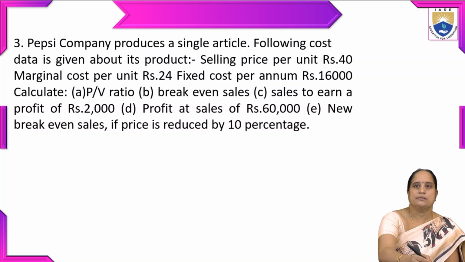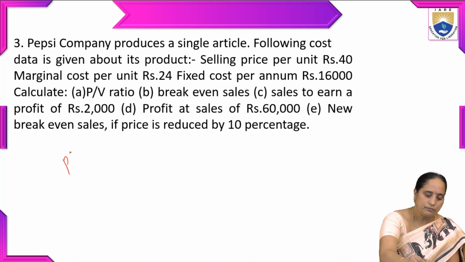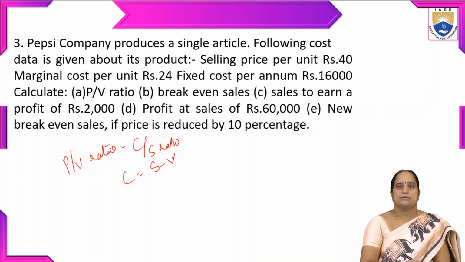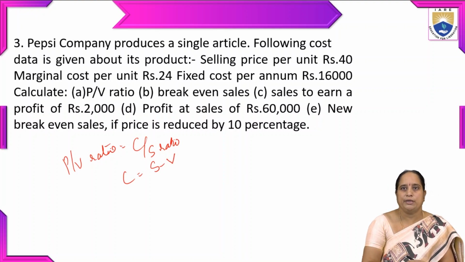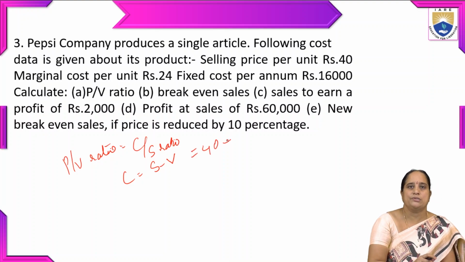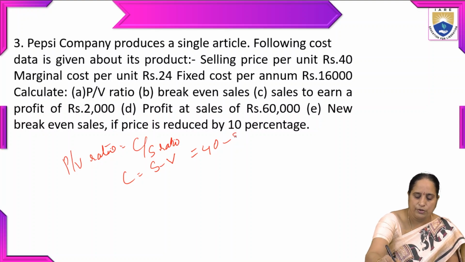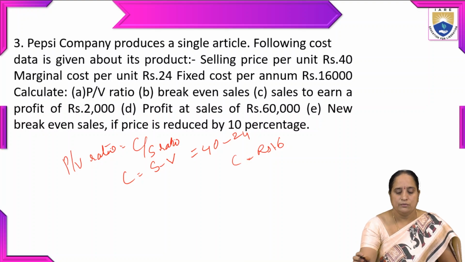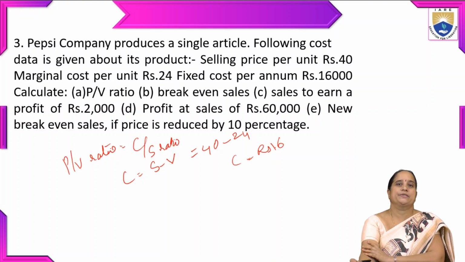So based on this data, first we have to calculate profit volume ratio, which is also known as contribution by sales ratio. So contribution is the difference between sales minus variable cost. Here we have been given per unit values. So 40 minus variable cost; marginal cost per unit is nothing but variable cost. So contribution is equal to 16 rupees.